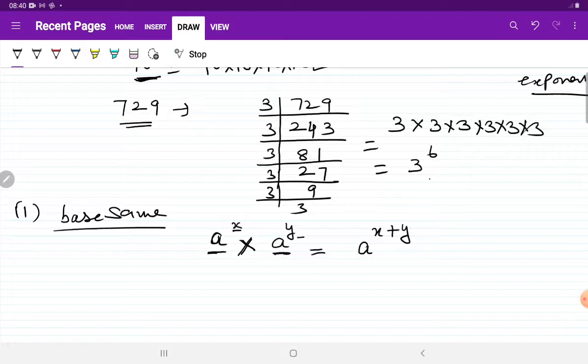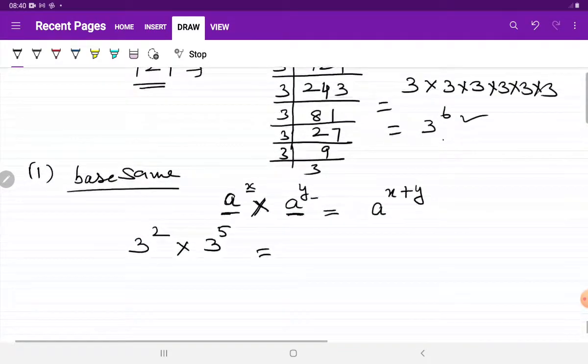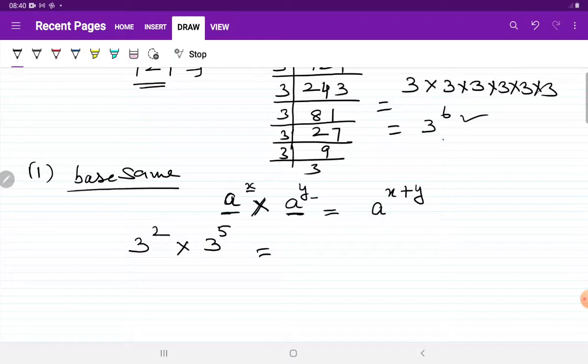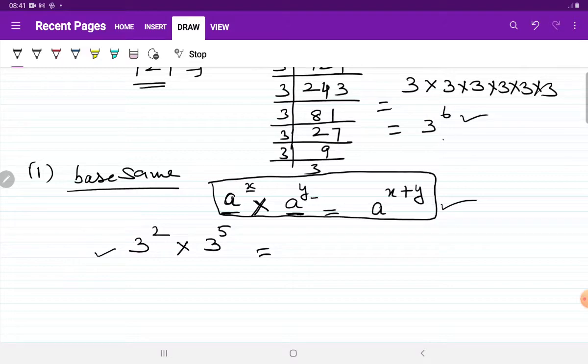For example, I am taking 3 raised to power 2 into 3 raised to power 5. There is no need to explain it at length. To make it easy, to make it short, to save your time, we are using these laws. Whenever you are solving any problem and you apply a law, you have to write that also. Don't simply find the answer. Always write the law behind that sum, like we write identities.